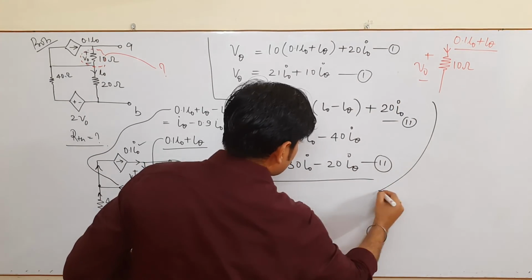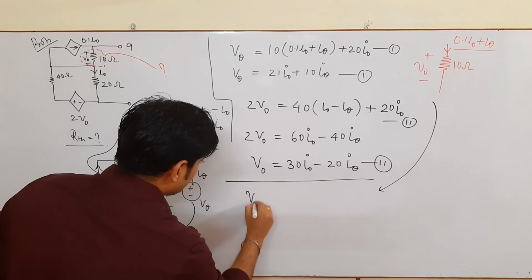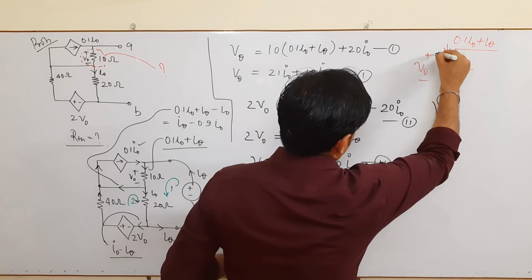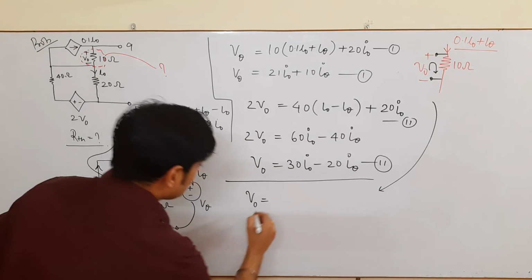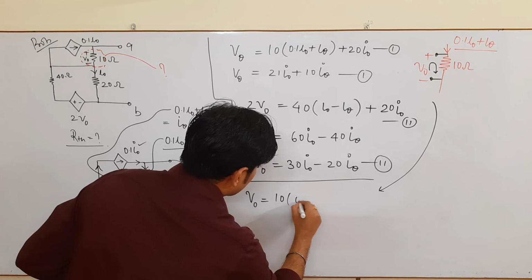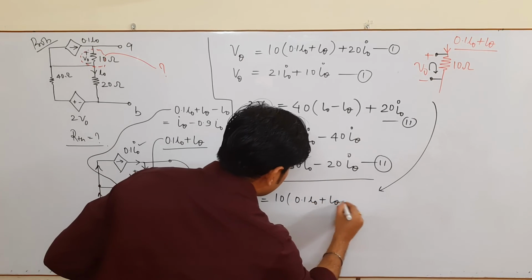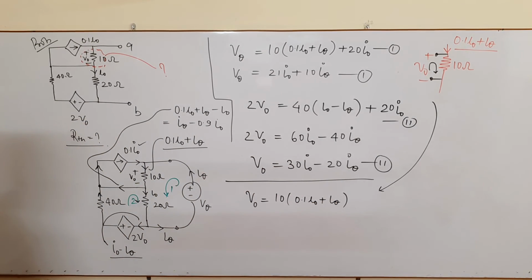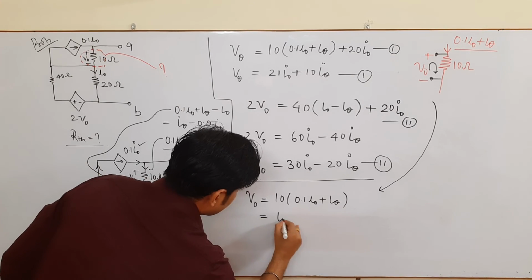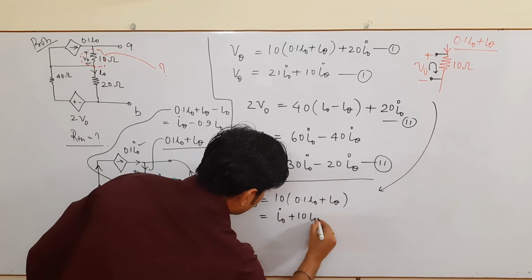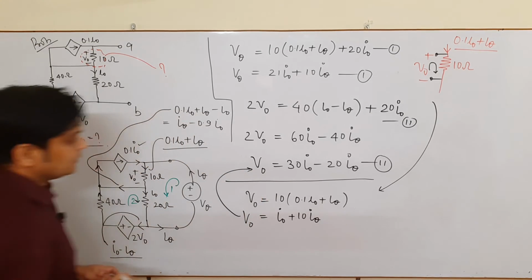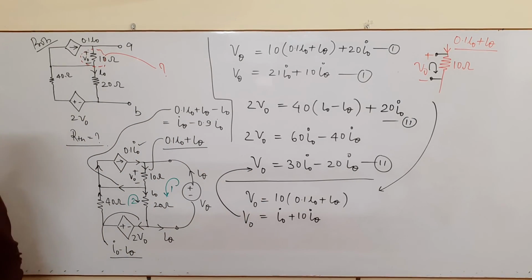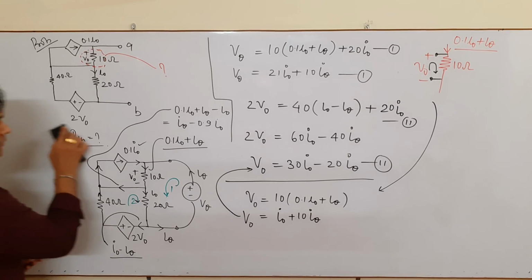Yes, from here I am applying one equation. Your value of V naught comes to be what? See, this is your terminal, so you can simply apply KVL here. So V naught is equal to 10 into 0.1 I naught plus I theta. Can you write this? Yes. V naught is equal to 10 into 0.1 I naught, or you can say it is I naught plus 10 I theta. This is your V naught. Now you put this value here and one can solve this problem.